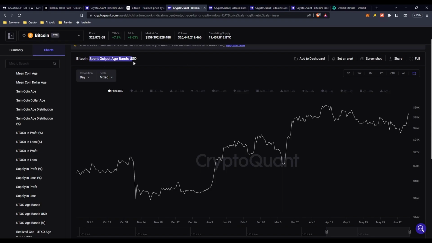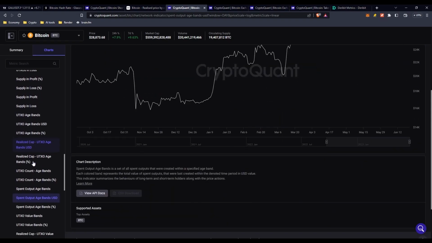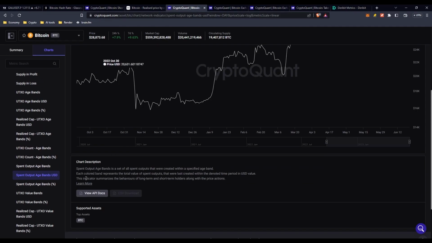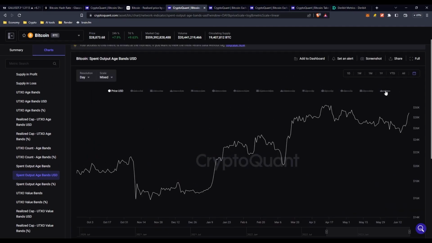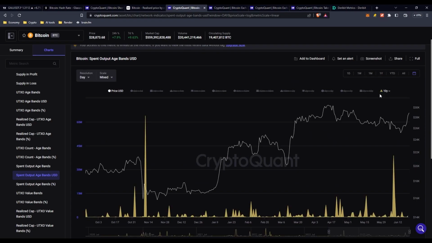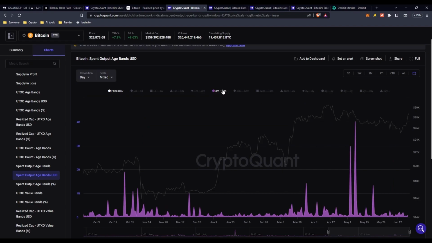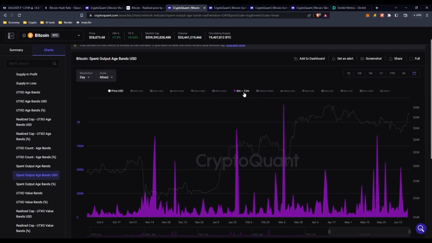It's about spent output age band USD, which you can find again at CryptoQuant. You can see, for example, if any coin or token that was 10 years old was sold; there was a spike here on the 8th of June. So around $38 million worth of Bitcoin was sold at this price. This can be really useful if you check it daily, to see if an age band sold their Bitcoin at some point, to get an idea of which side the selling pressure came from.